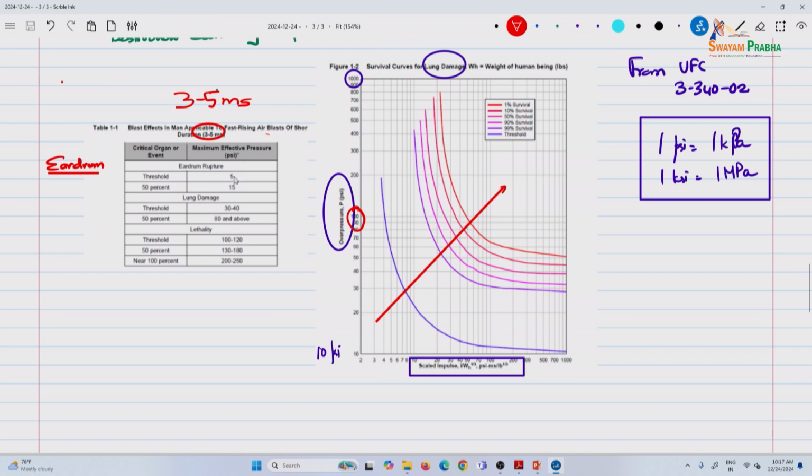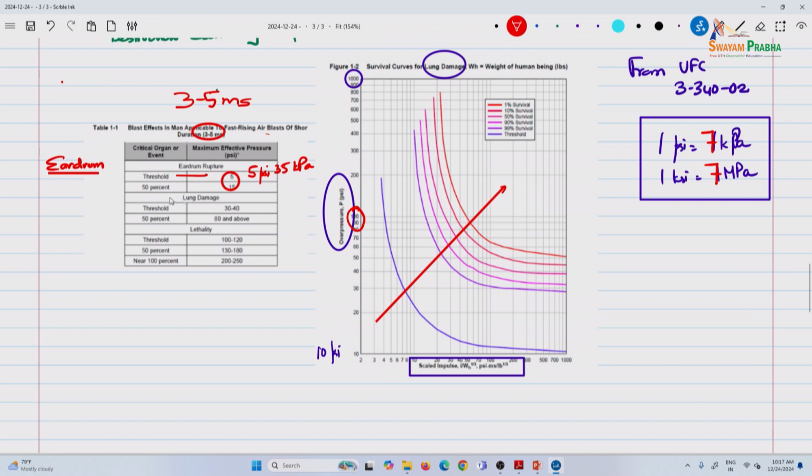So given that 5 psi is the threshold, and for 50% this is 5 psi or 5 kilopascals. No, I'm sorry, this is 7 kilo. Nobody corrected me. 7, yeah. Are you awake? So this is 35 kilopascals. I don't know how I put that equivalent.